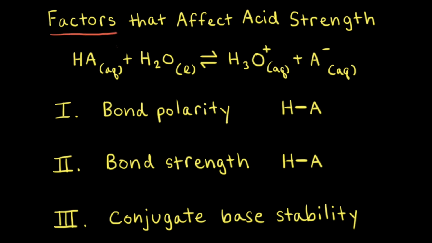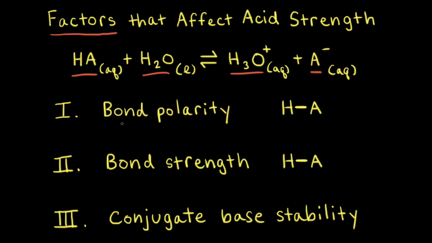Factors that affect acid strength include bond polarity, bond strength, and conjugate base stability. Let's think about a generic acid HA that donates a proton to water to form the hydronium ion H3O+, and the conjugate base to HA, which is A-.